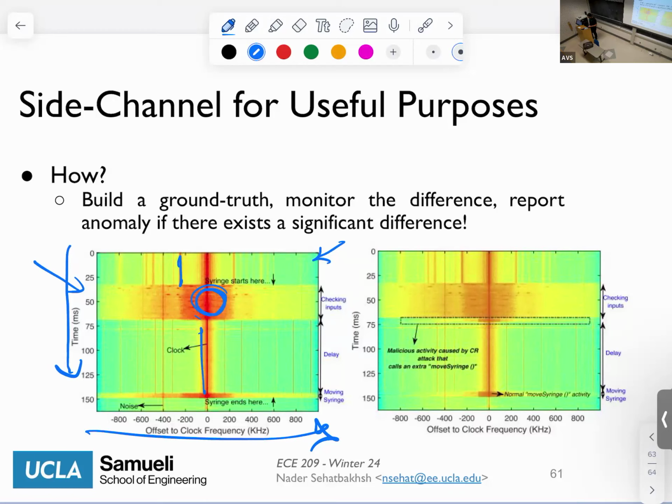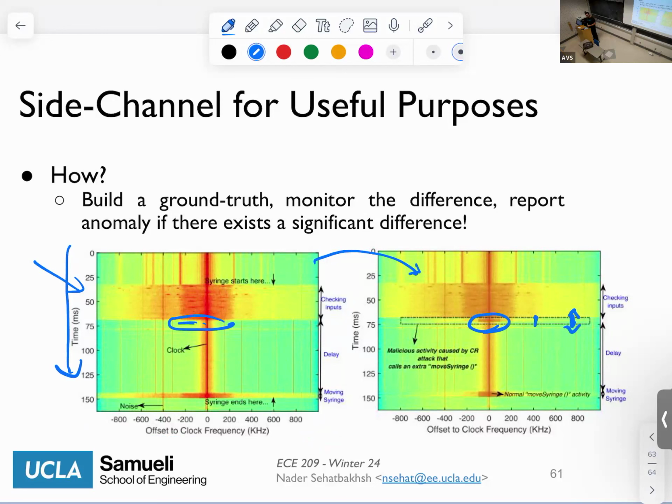The interesting thing is the difference between the pattern we are seeing here and the pattern we are seeing here. As you can see, there's a tiny bit here that is different from here. That's the indication that for this window of time, this device is doing something different.